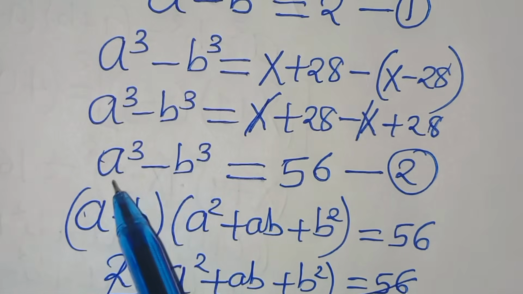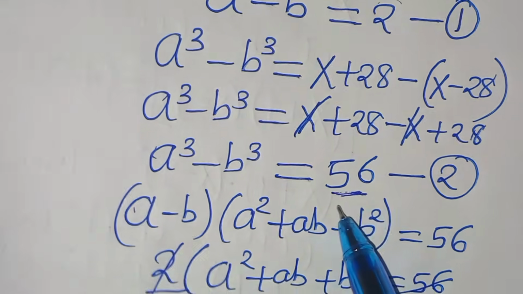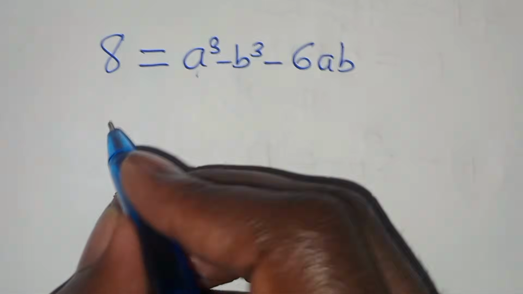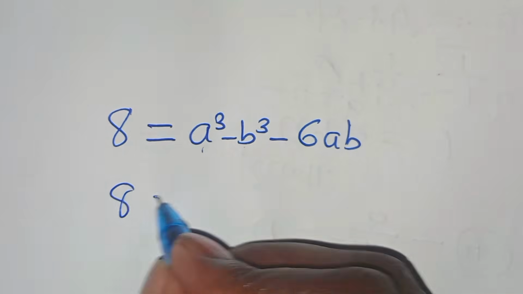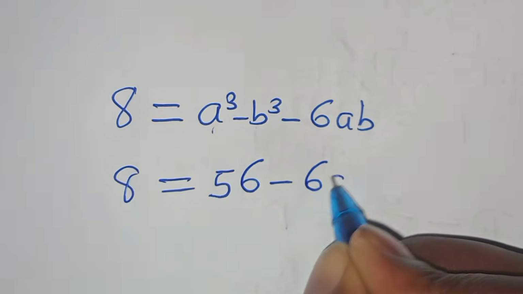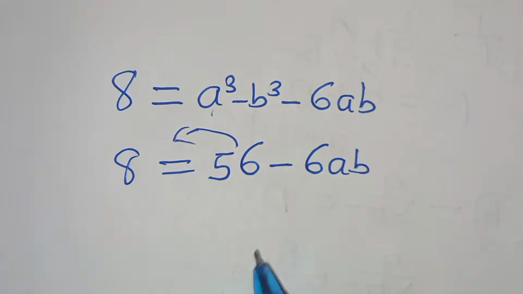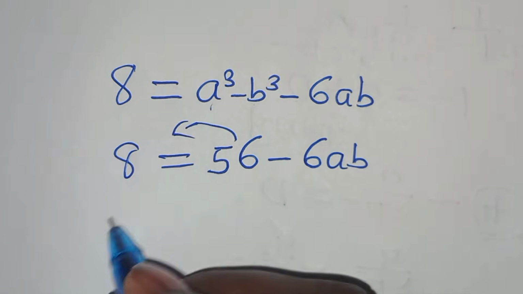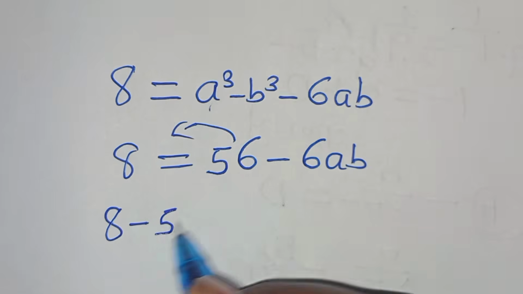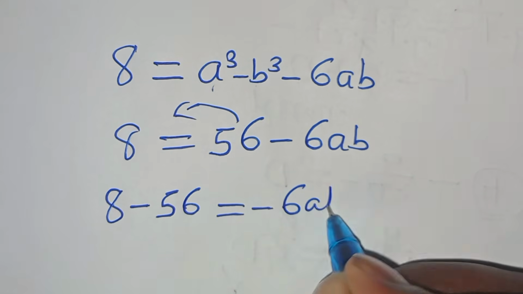In equation 2, we have a to the power of 3 minus b to the power of 3. This is 56. Let's substitute 56 so that now we have 8 equal to 56 minus 6ab. Now let's take 56 to the left hand side, and this means we have 8 minus 56. This is equal to negative 6ab.